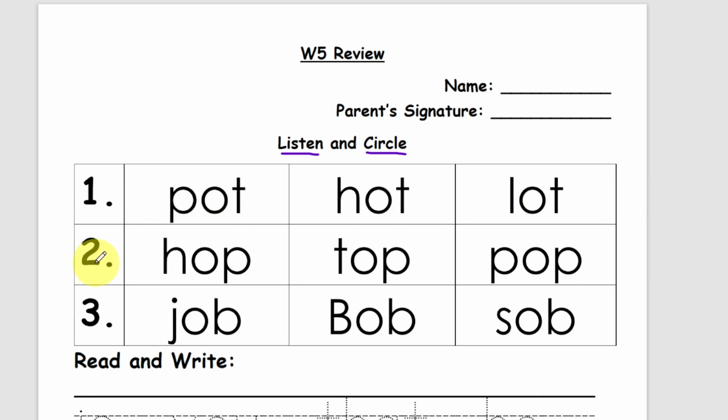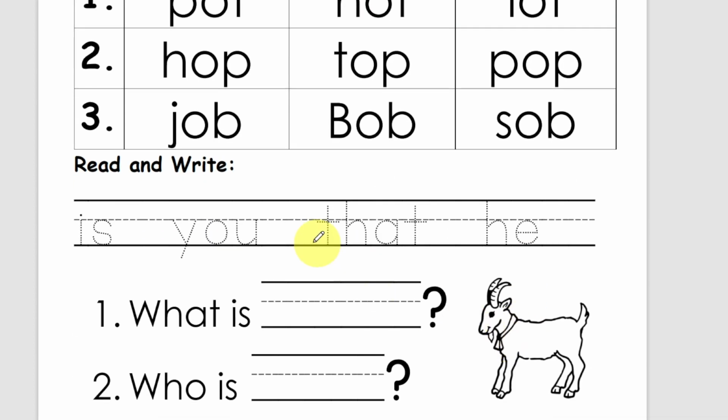Number two is pop. Pop. Can you circle pop? Where is pop? Balloons pop. Pop, pop, pop. Okay, number three. Number three is job. Where's job? Look over here. Job. Can you circle job? Now we can go to read.